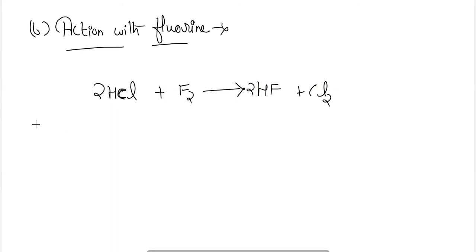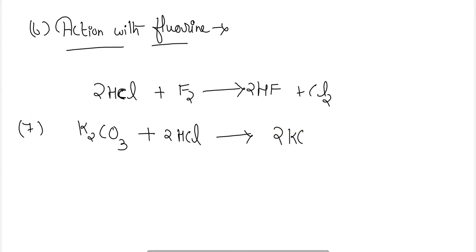Okay. Next, the reaction with salts of weak acids. Such as, for example, K2CO3, which is a salt of carbonic acid, that is a weak acid. Here the HCl will react and form KCl and H2O. Sorry, a neutral salt will be formed here, with the reaction of salts of weak acids.